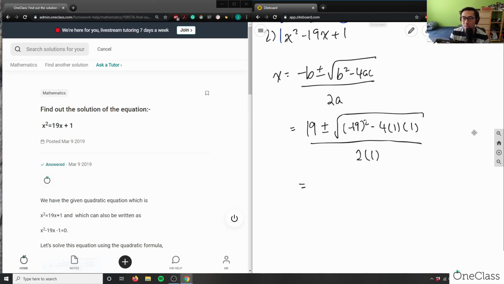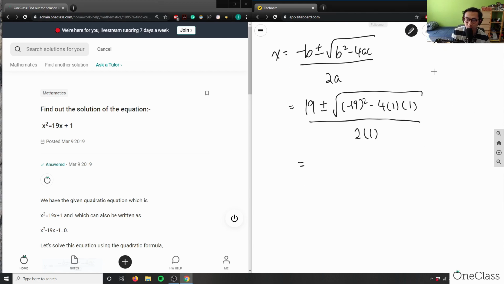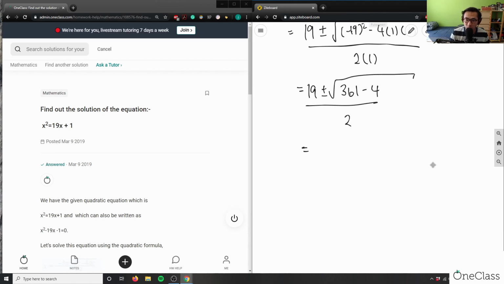So now this will give us 19 plus or minus. I'm going to simplify the stuff in the square root first. So negative 19 squared would be 361, minus 4 times 1, which is simply 4, all over 2 times 1 here, which is 2, right? So that's okay. And then 361 minus 4 would be 357. So this would simplify to 19 plus or minus square root of 357 all over 2.